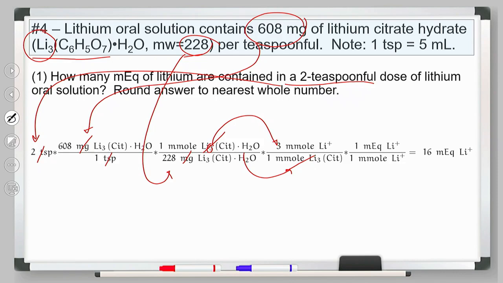Then I can convert to milliequivalents by looking at the valence. Since the valence is 1, it's 1 to 1. 1 milliequivalent for every 1 molecule of lithium. So if you do that math all the way across, you get 16 milliequivalents. That's how much? 16 milliequivalents of lithium is coming from their dose of lithium citrate.